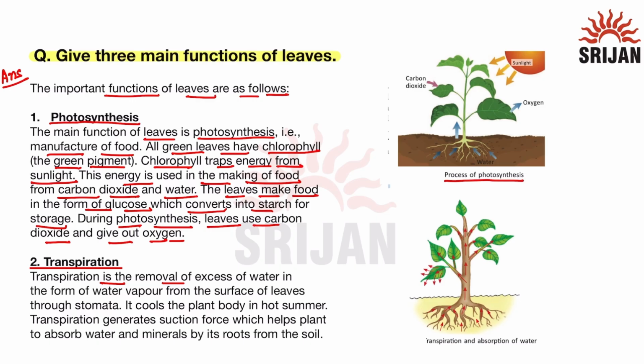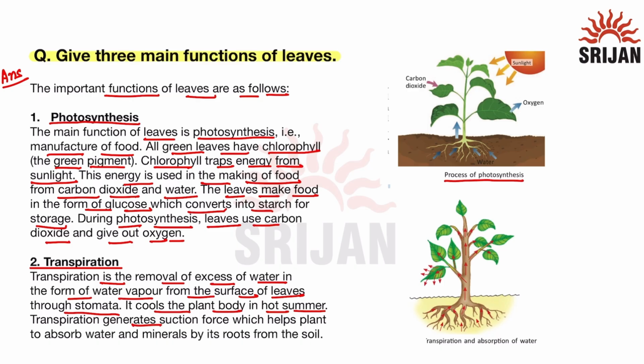Now transpiration is the removal of excess water in the form of water vapor from the surface of leaves through the stomata. It cools the plant body in hot summer. So leaves in plants perform transpiration to remove the excess water which is present through the stomata, and it also helps to cool the plant body.